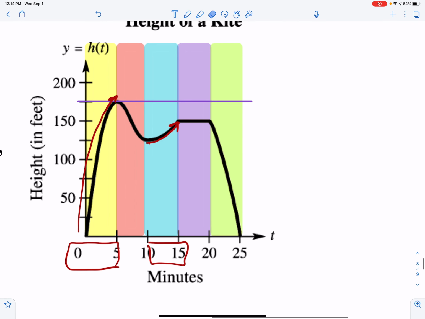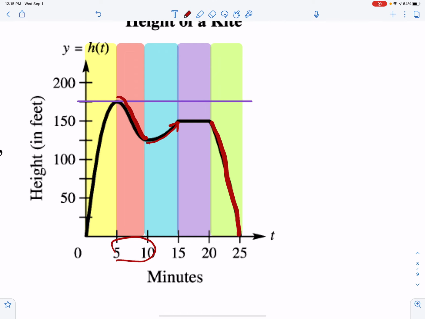Let's come back to our picture. And I don't think I can erase the other red one because it'll erase my box that I have there. All right, but let's look at when it's decreasing. So I'm going to be decreasing from here to here. And I'm also decreasing from here to here. All right, so these are decreasing from 5 minutes to 10 minutes and from 20 minutes to 25 minutes.